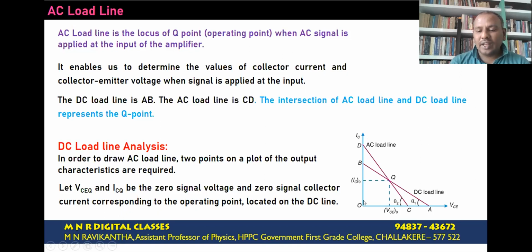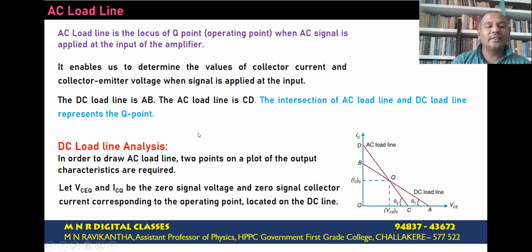Now observe the diagram on the graph. We have two graphs, one corresponding to the line AB corresponding to DC conditions, that is when no signal is applied. Similarly, the second graph CD represents the AC load line. The point of intersection of these two load lines gives us the Q point.